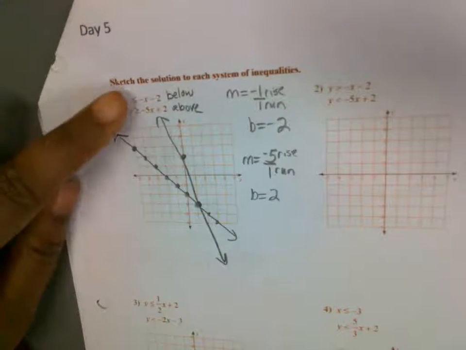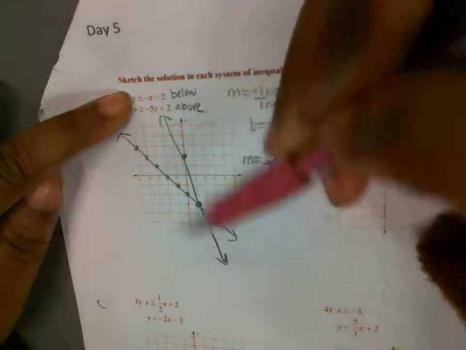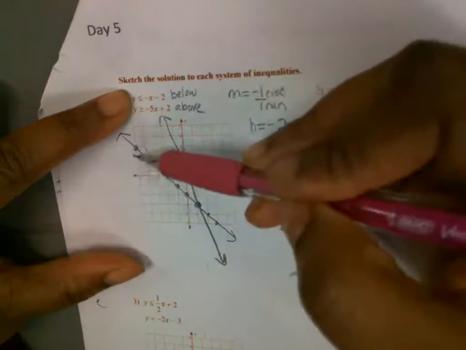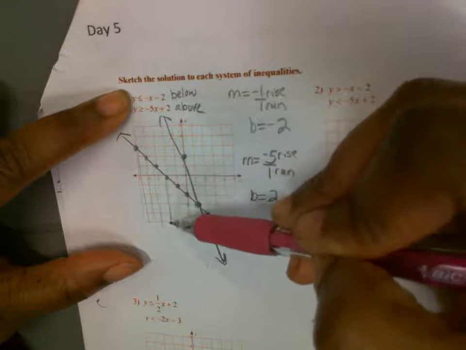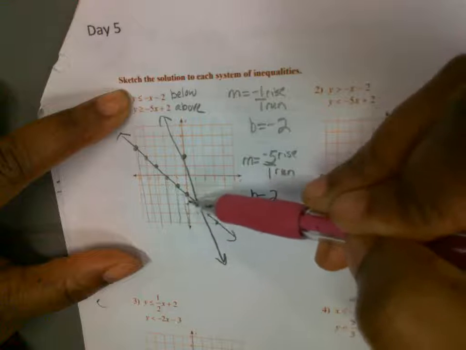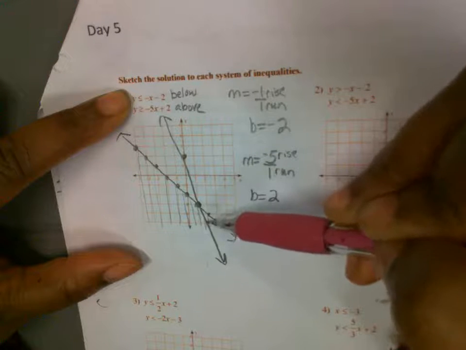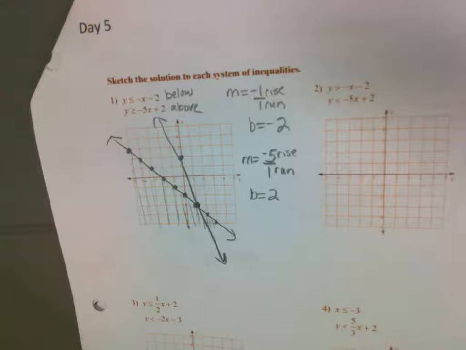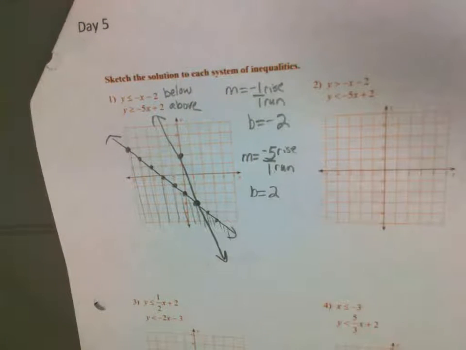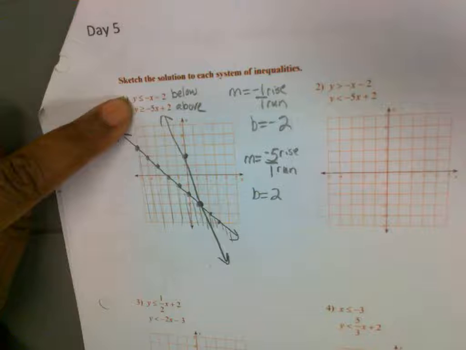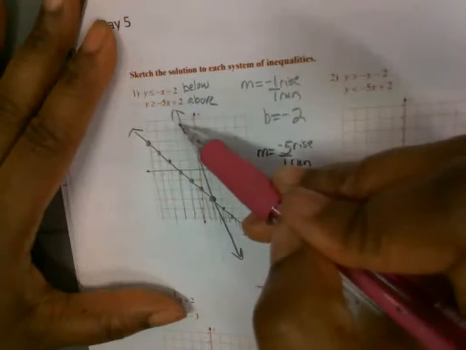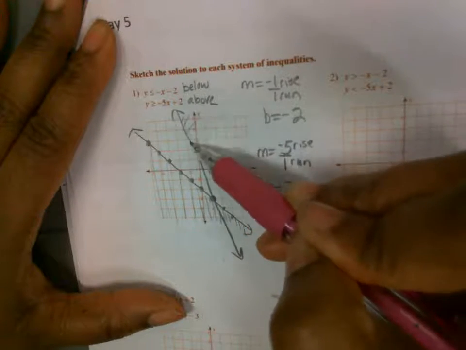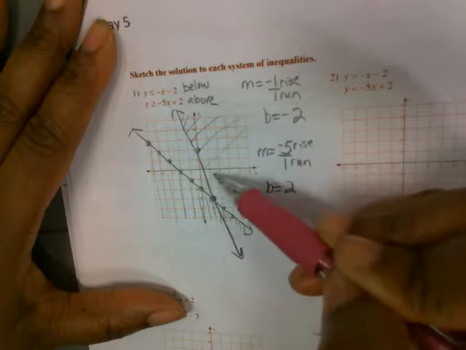All right, so when we look at the first equation, it says shade below. So I'm just going to lightly shade by drawing light lines under the line because it's below the line. The second line says shade above the line. So shading above the line is on top of the line. Since it's leaning like this, on top of the line is this way. So I'm going to lightly shade this way. Just draw little lines.